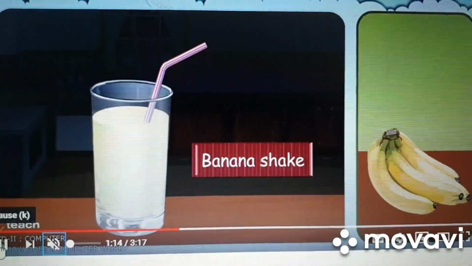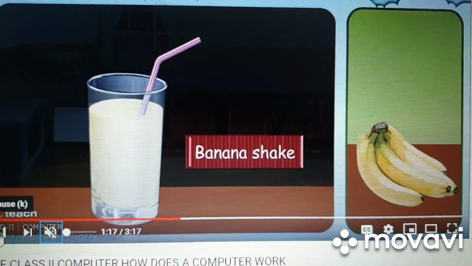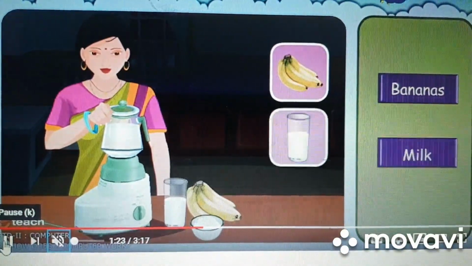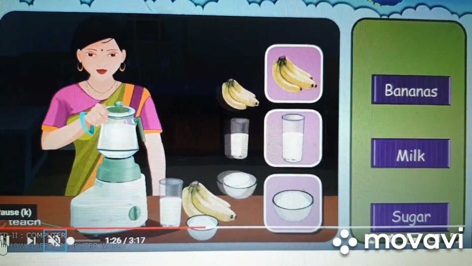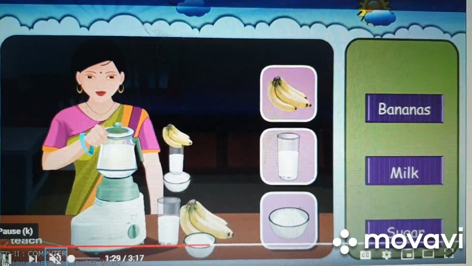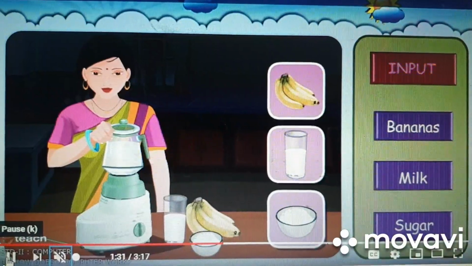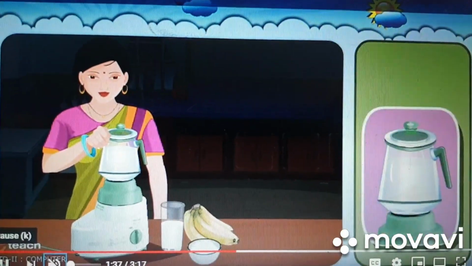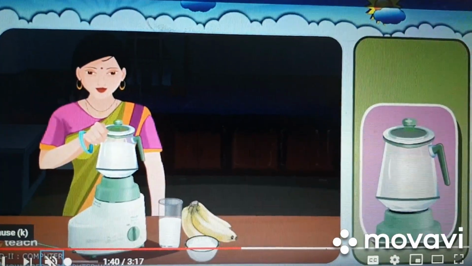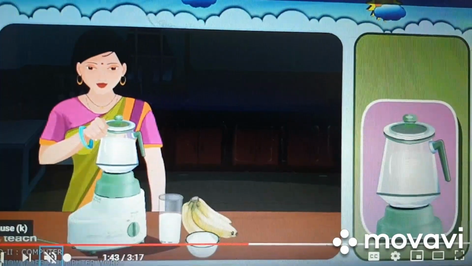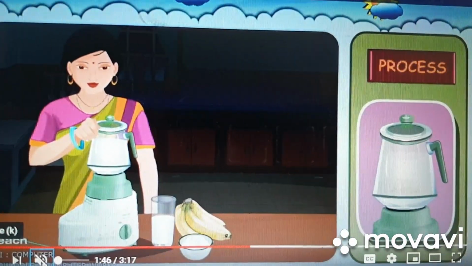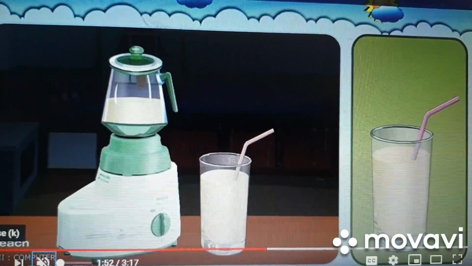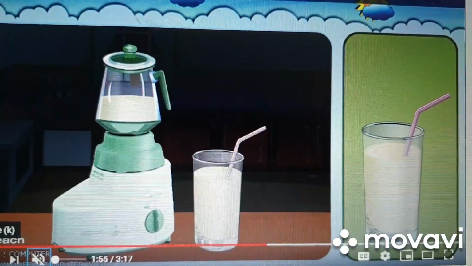When your mother prepares a glass of banana shake for you, how does she go about it? Step 1, input. First, she puts the peeled bananas, milk and sugar into the blender. This is input. Step 2, process. Next, she switches on the blender. The blades of the blender rotate and mix the banana, sugar and milk thoroughly. This is the process. Step 3, output. Finally, a delicious banana shake comes out of the blender, ready for drinking.